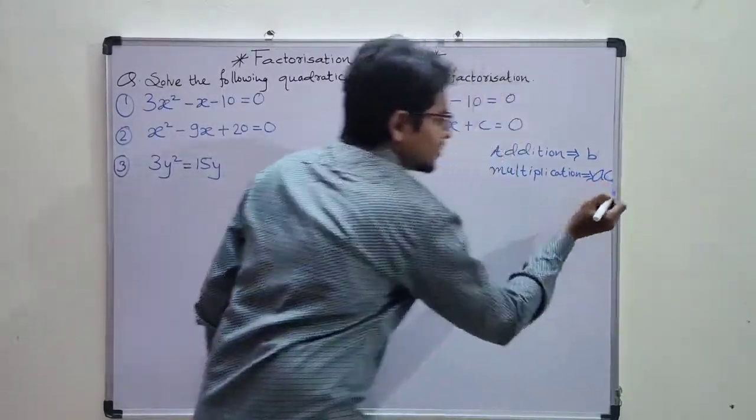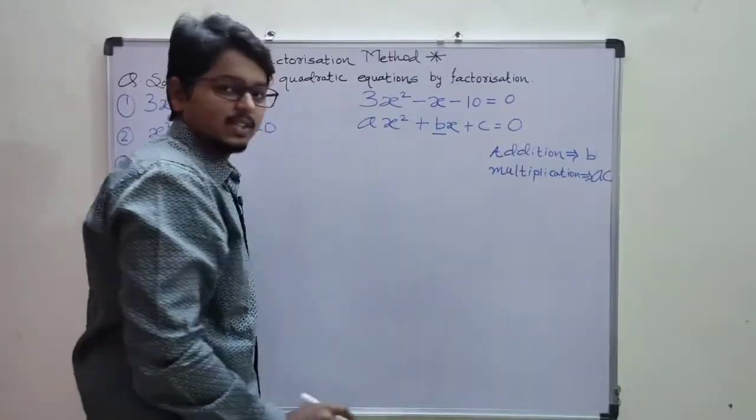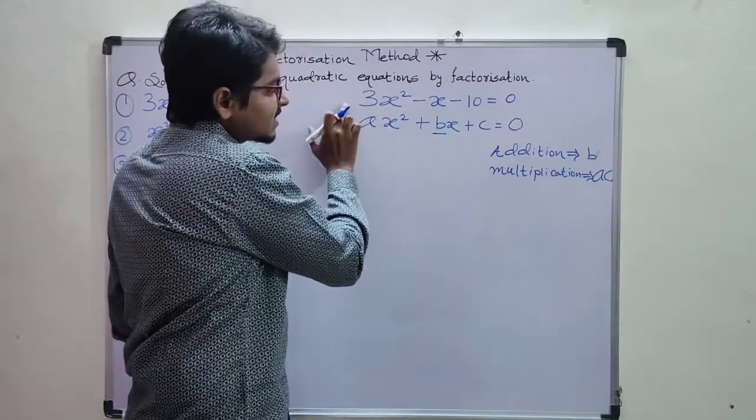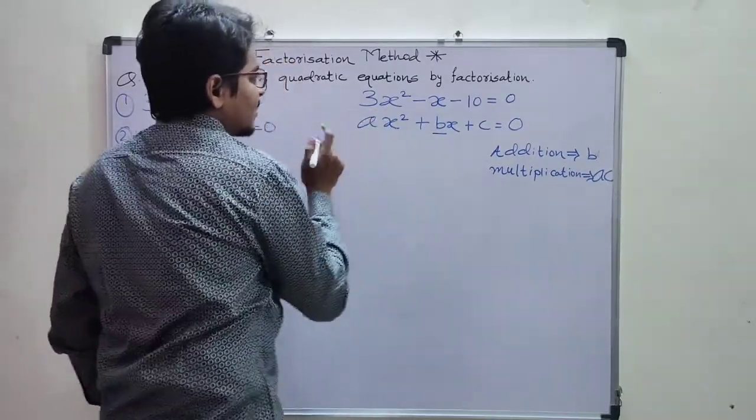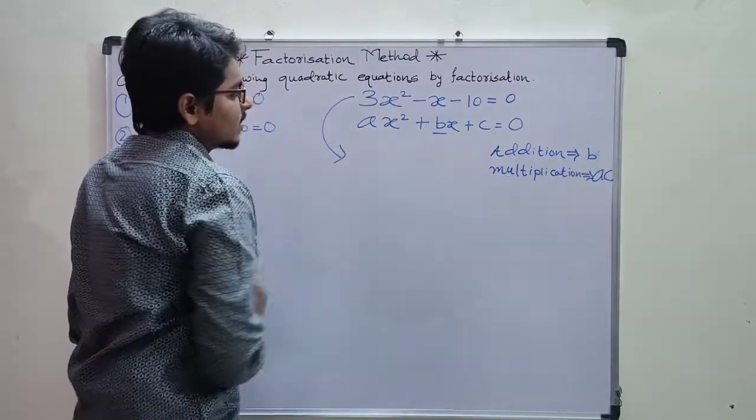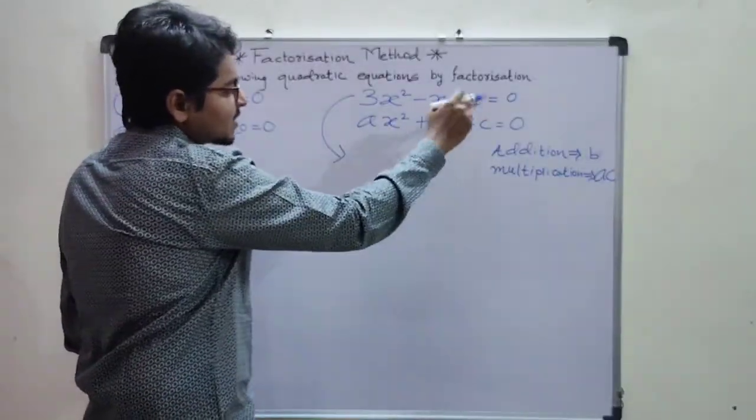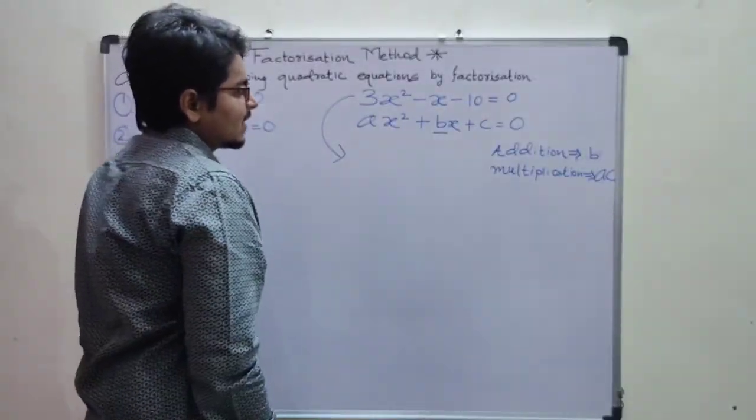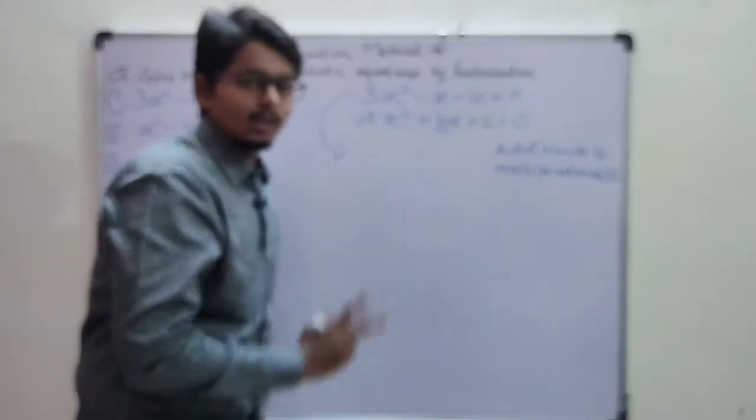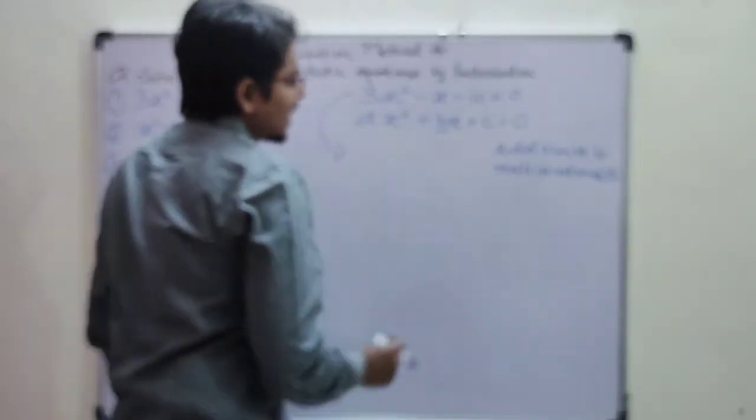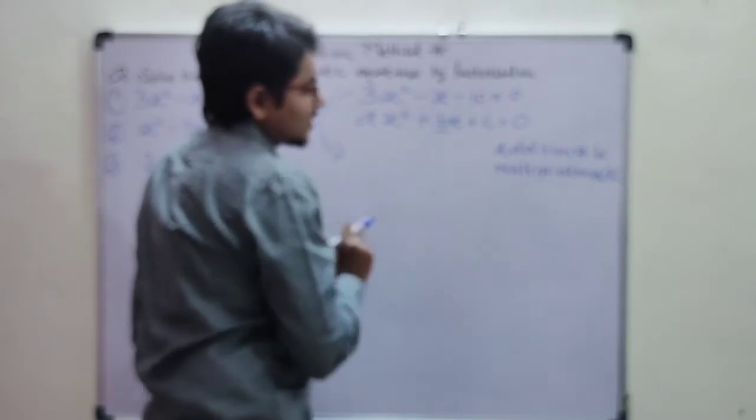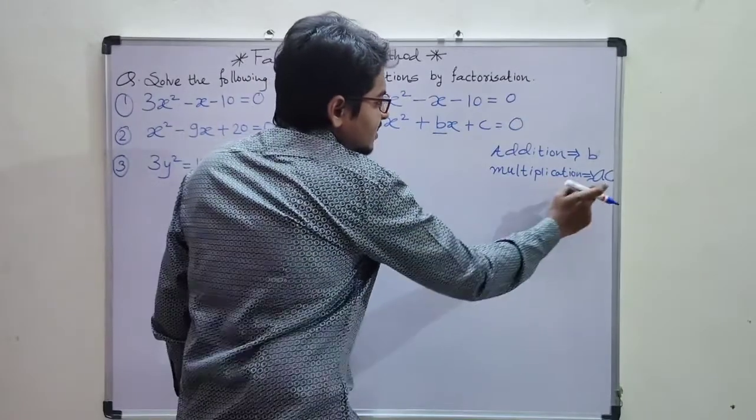Okay, AC means multiplication of A and C. So now we will start solving this first example. Here A is 3, B is -1 and C is -10. Now we find two numbers such that their addition is -1 and their multiplication is AC.